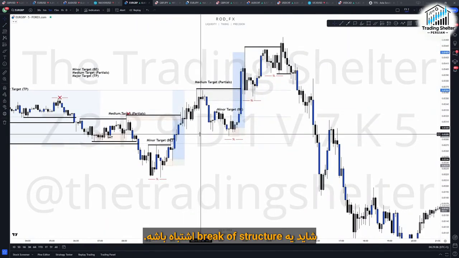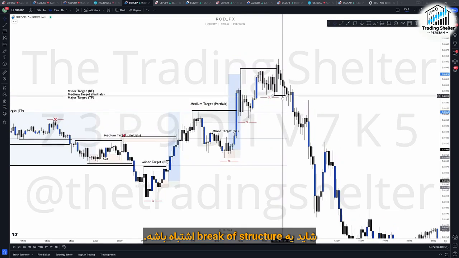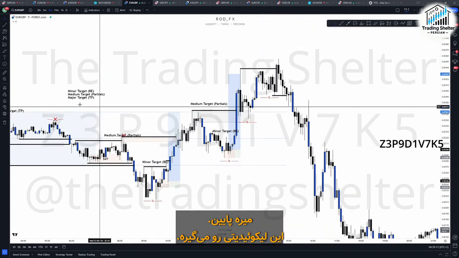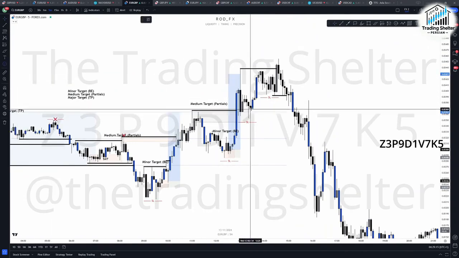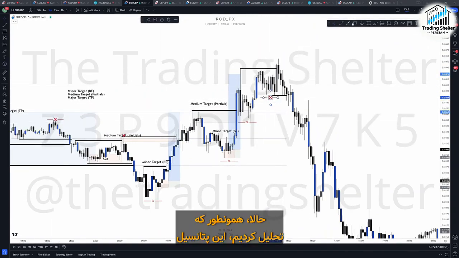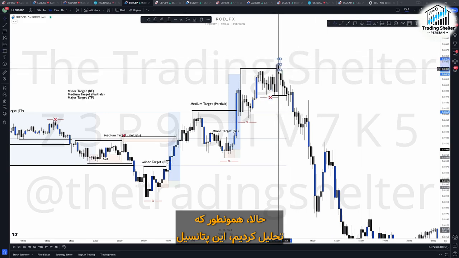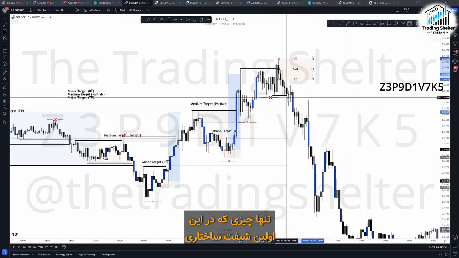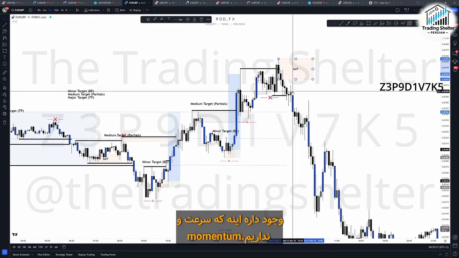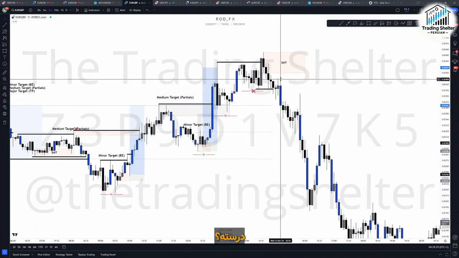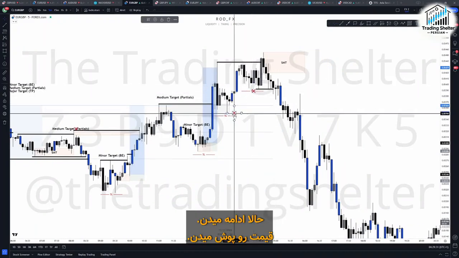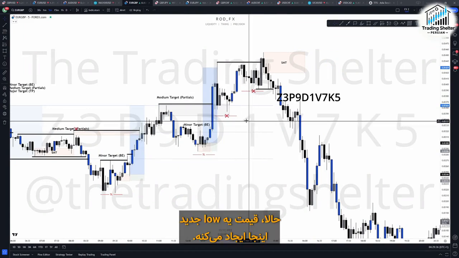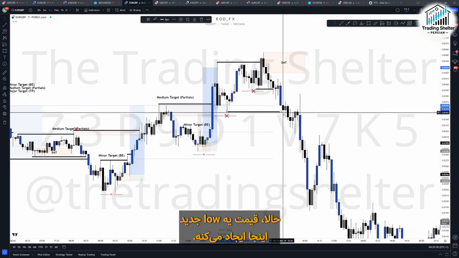Maybe a clear false breaker structure, right? Pushes lower, takes this liquidity. As we just analyzed, this is potentially an SMT based on our false breaker structure. The only thing with this first structural shift is that there's no speed and momentum. Now they continue, they push price, takes this liquidity also. Now price creates a new low here.